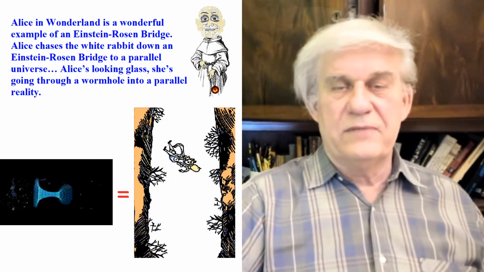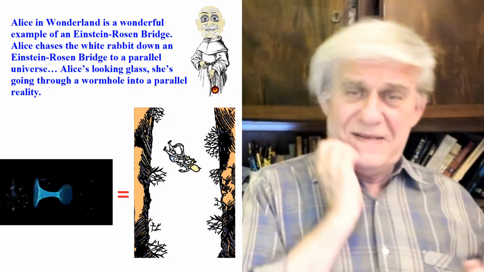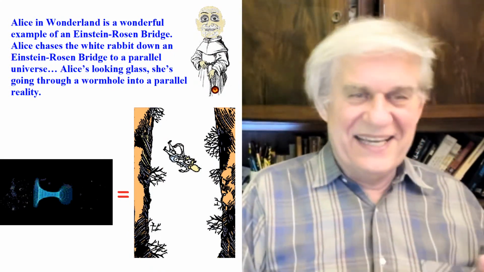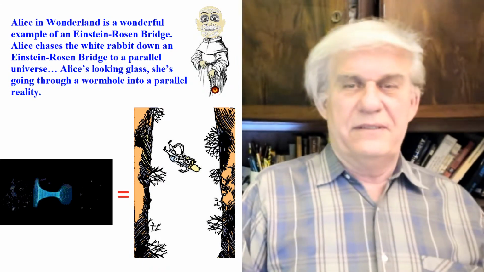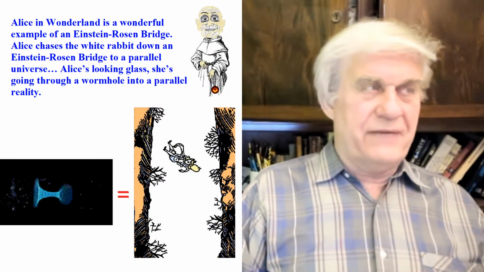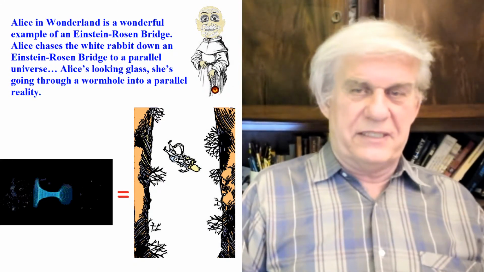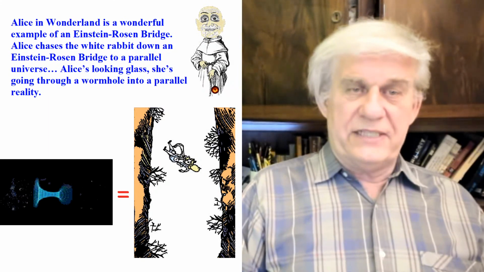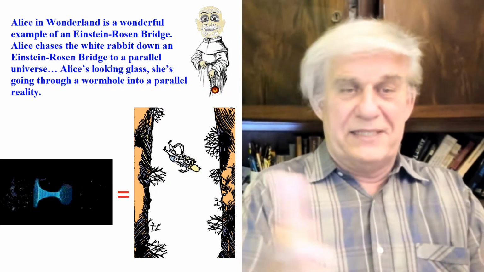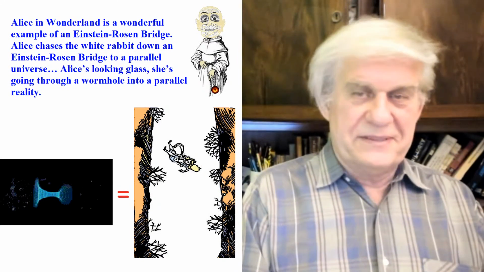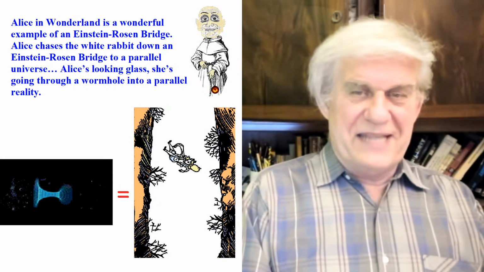And what's nice about Al-Khalili is he tells us right off the bat that his world is a world of Alice in Wonderland. And he says it just, you know, candidly. Alice in Wonderland is a wonderful example of an Einstein-Rosen bridge. Yeah, no kidding. So we're talking about not even science fiction, we're talking about fantasy. Okay? Alice chases the white rabbit down an Einstein-Rosen bridge. There you have it. I mean, I didn't say it. These are his words. To a parallel universe. Is that what science has become?